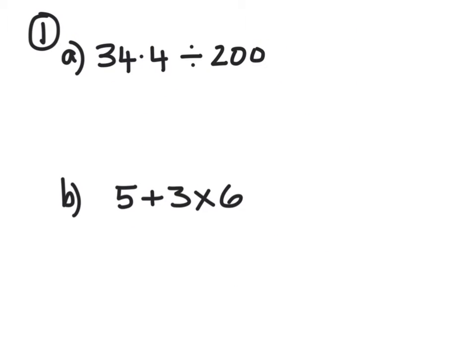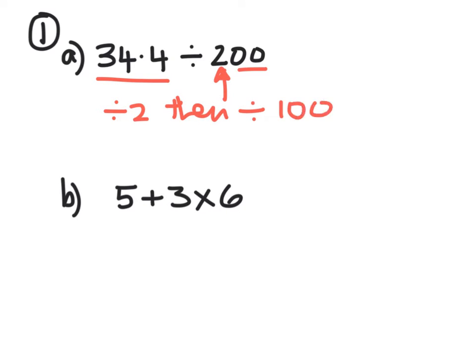First question, some number work. In part A, I would take the number 34.4 and the first thing I would divide it by is 2. And then I would divide it by 100. So divide by 2, then divide by 100.